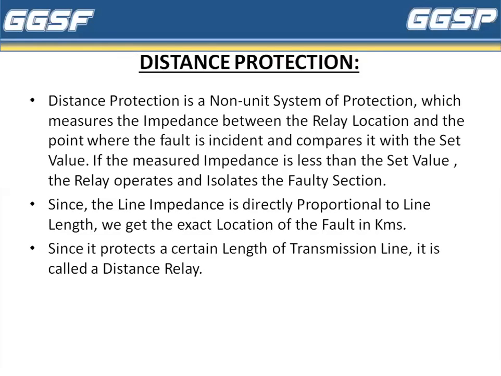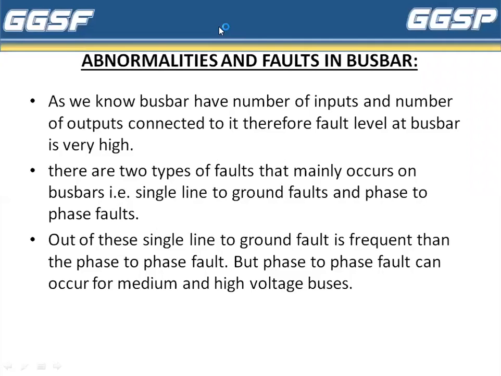Next, distance protection. Distance protection is non-unit system of protection which measures the impedance between the relay location and the point where the fault is incident and compares it with the set value. If the measured impedance is less than the set value, the relay operates and isolates the faulty section. Since the line impedance is directly proportional to length, we get the exact location of the fault in kilometers. Since it protects a certain length of transmission line, it is called a distance relay.